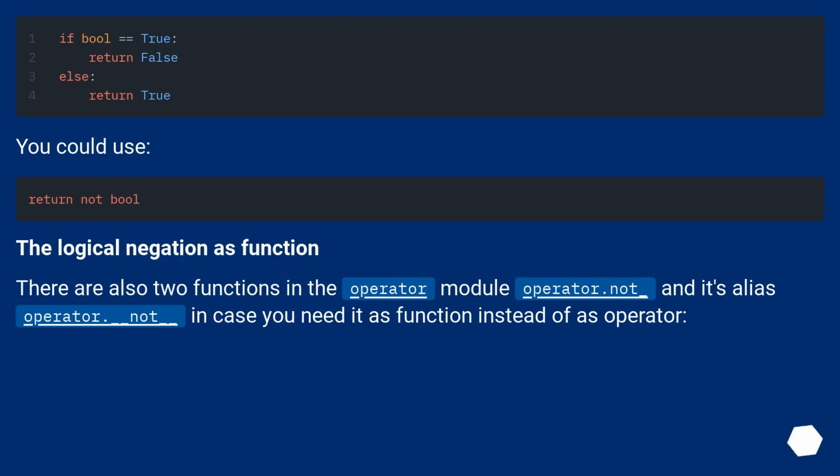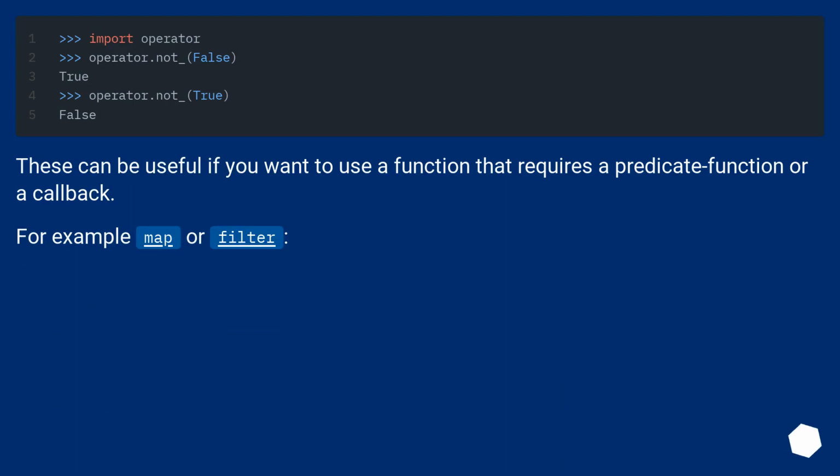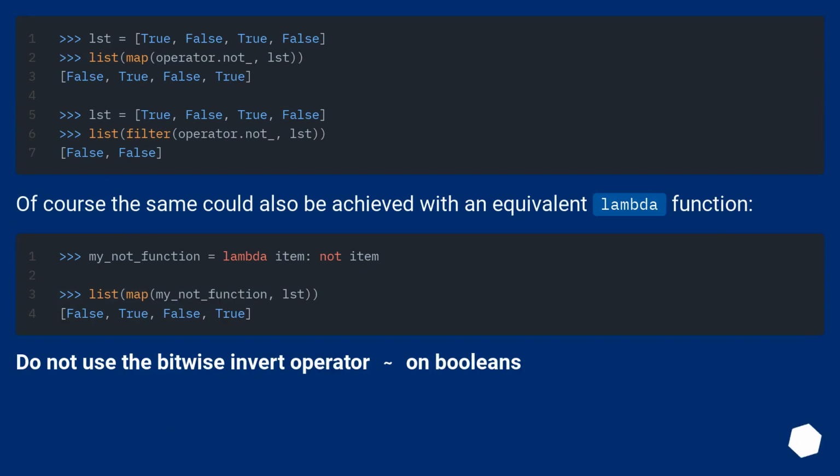There are also two functions in the operator module, operator.not_ and its alias operator.__not__, in case you need it as function instead of as operator. These can be useful if you want to use a function that requires a predicate function or a callback. For example, map or filter. Of course, the same could also be achieved with an equivalent lambda function.